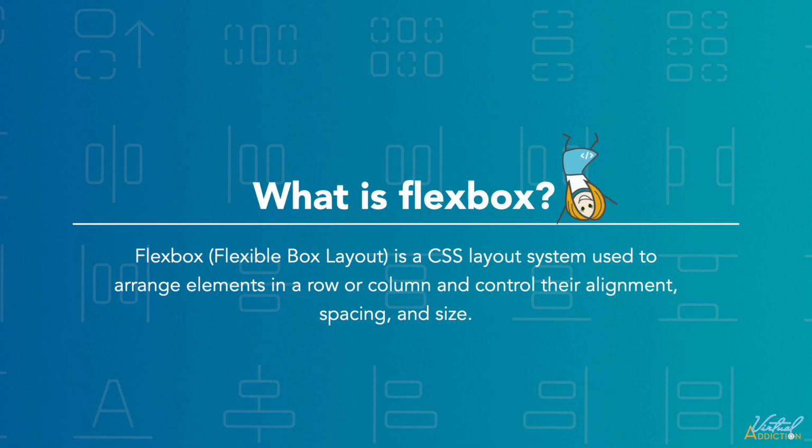We're going to be talking about Flexbox, or Flexible Box Layout. This is a CSS layout system used to arrange elements in a row or column. It helps us control alignment, spacing, and the sizing of items inside a container. A simple definition is that Flexbox helps you control how elements line up and share space inside a container.